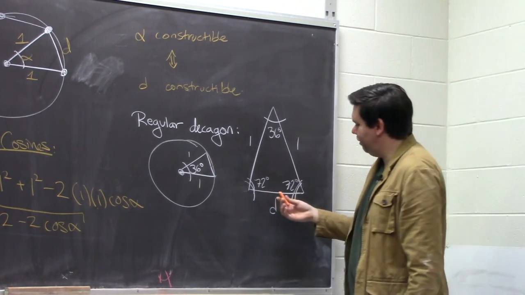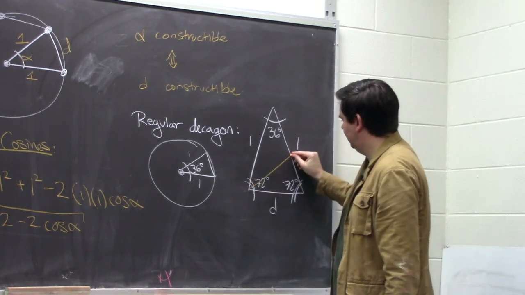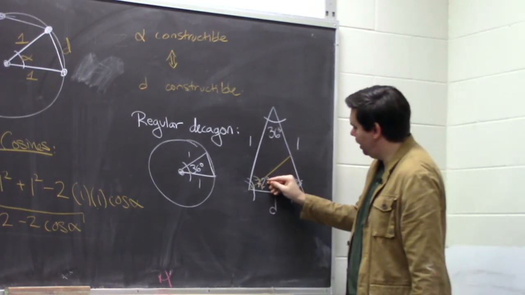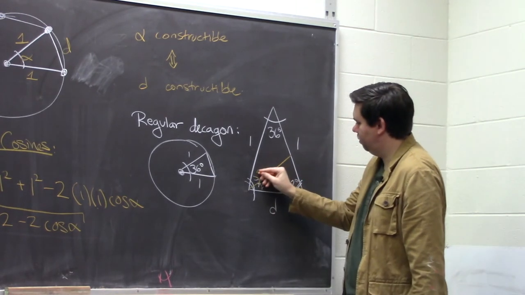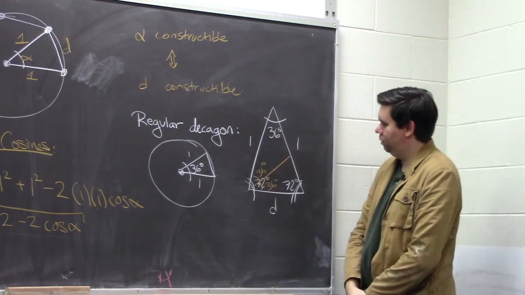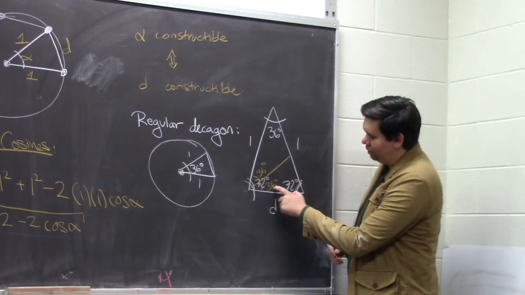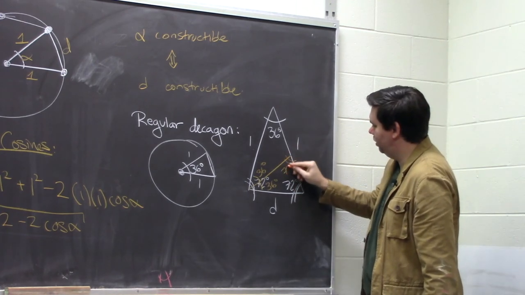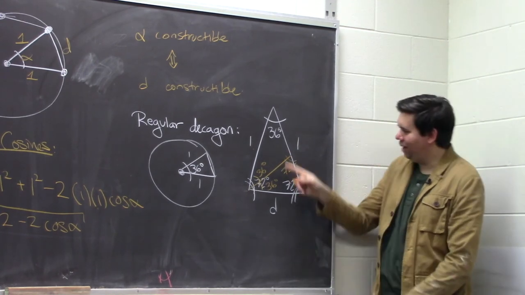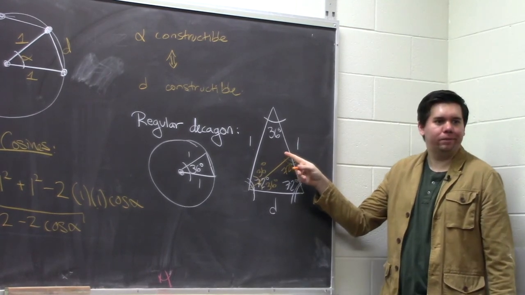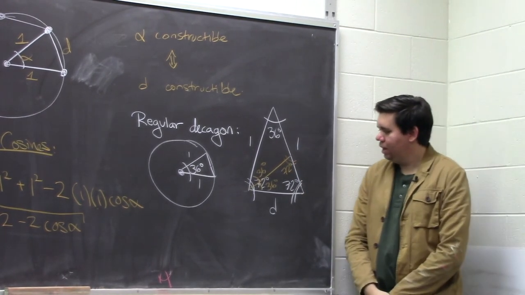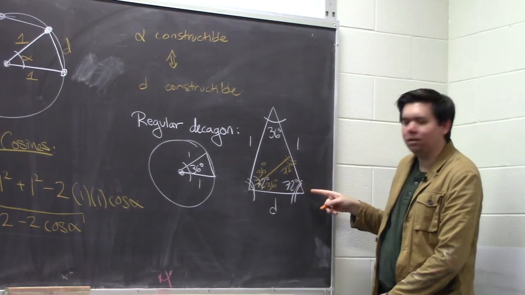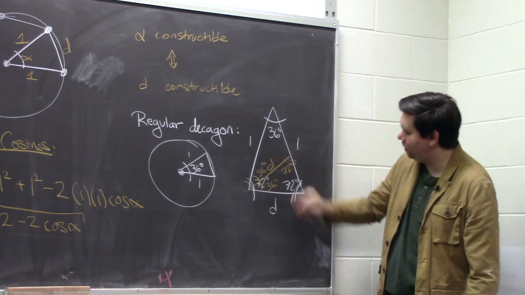Well, take one of these 72 degree angles and bisect it. So these angles are now equal to each other. Both of them would be 36 degrees. Well, since this is a 36 degree angle and this is 72, you know this other one has to be 72 as well. And this one up here is something awkward, like 108 degrees. But in particular, since these are both 72 degree angles, this is an isosceles triangle. So this side length must be d as well.